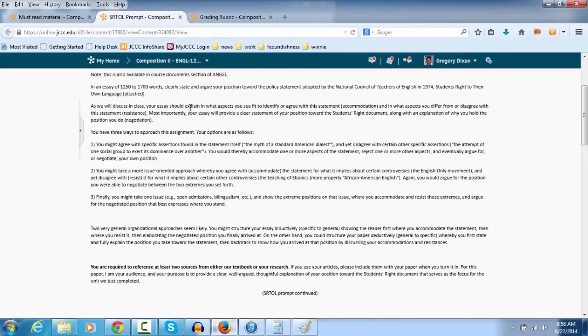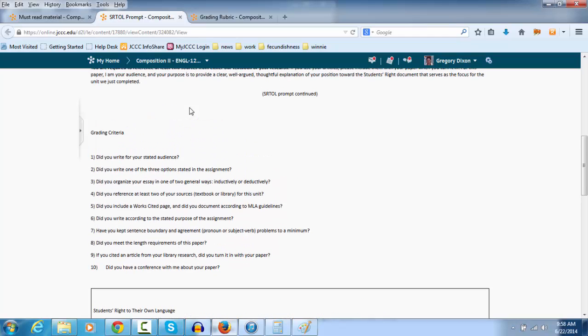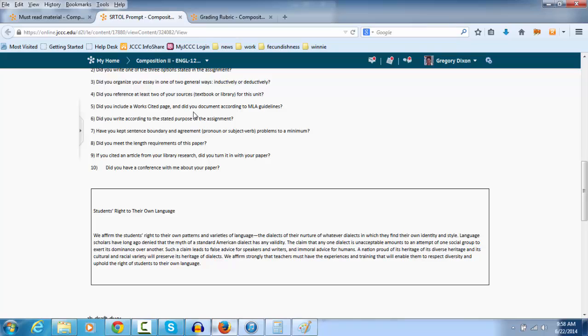1250 to 1700 words, minimum 1250. I will penalize you for going under the word count. I don't penalize for going over generally, unless I'll stop reading at 1700 words. This is largely the rubric. I'll cover that again later.